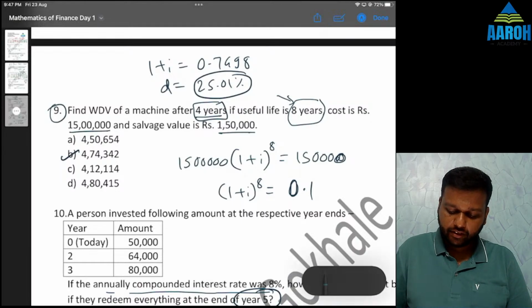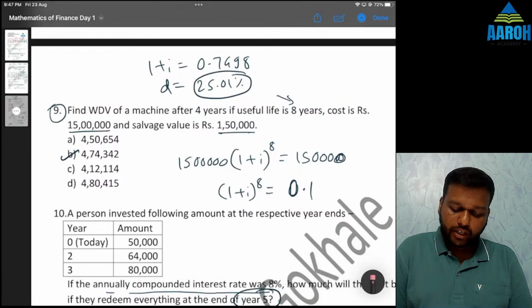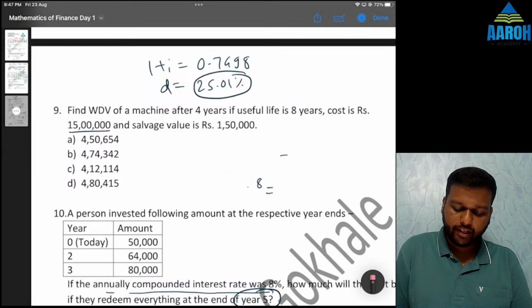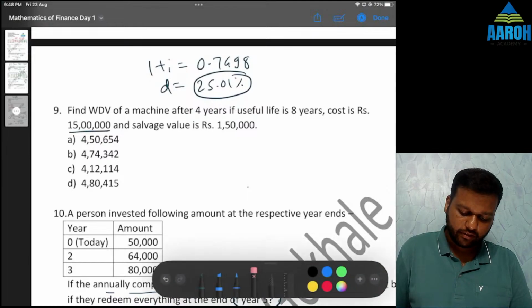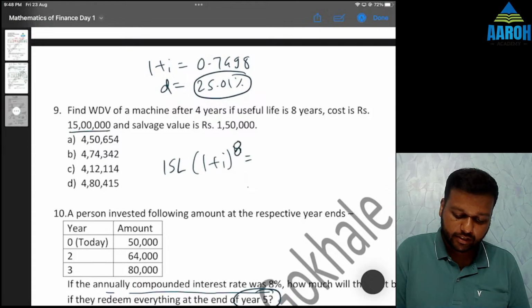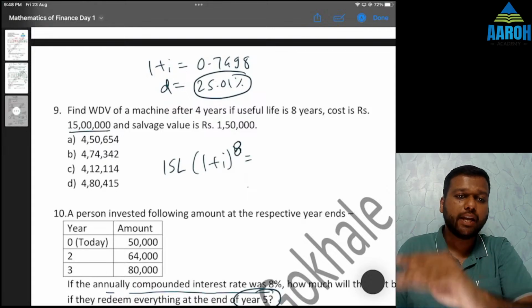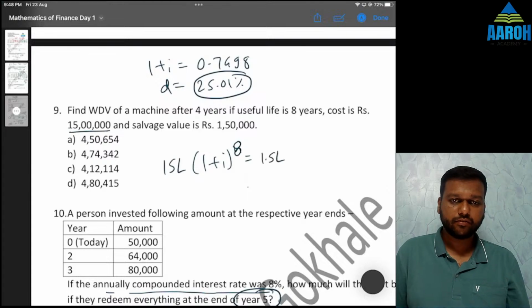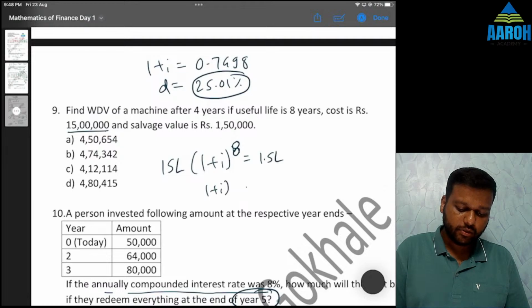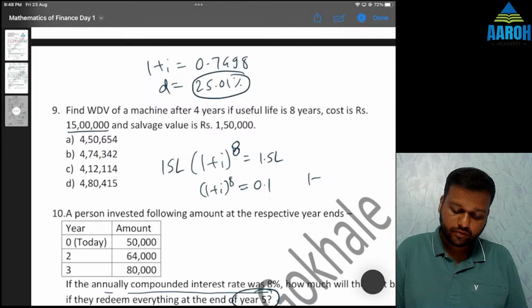So in depreciation, so in compound interest, what do we do? Principal is the initial value, right? Amount is the value at the end. So in depreciation, do the same thing. Principal is initial cost into 1 plus i raised to n. n is 8 years. It will give you the amount at the end, which is the salvage value, 1.5 lakhs. So when we solved this, 1 plus i raised to 8 was 0.1. So that means 1 plus i was 0.1 raised to 1 by 8.